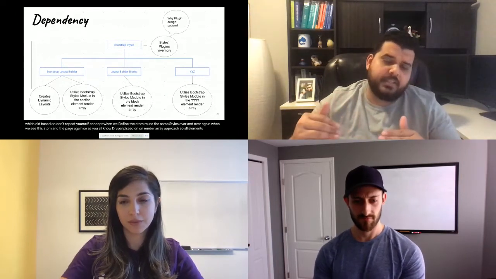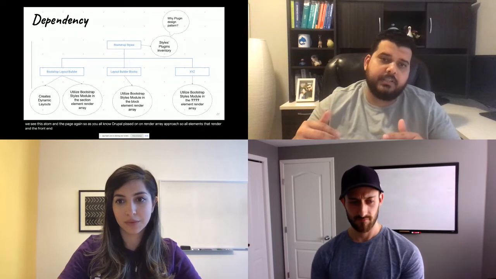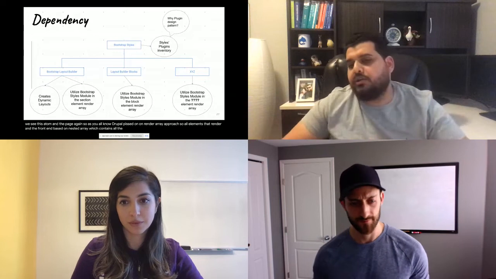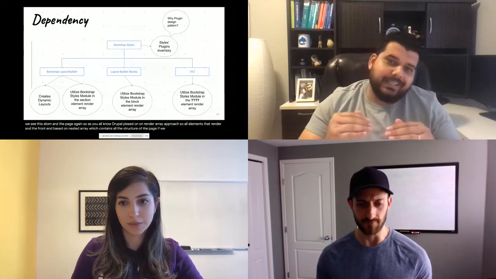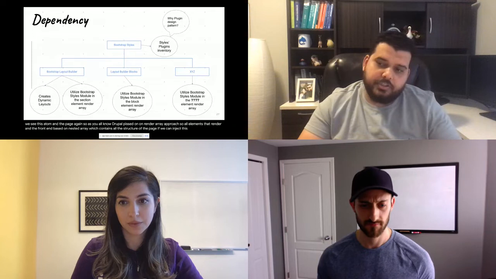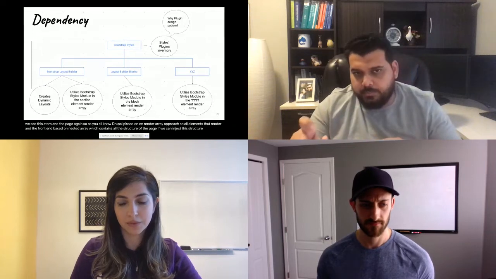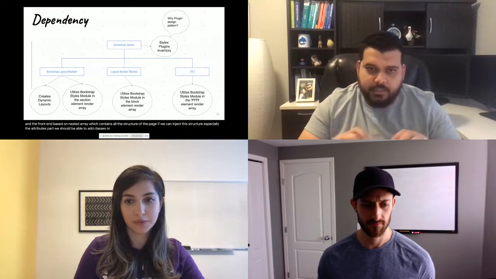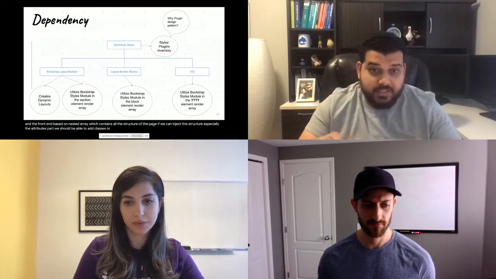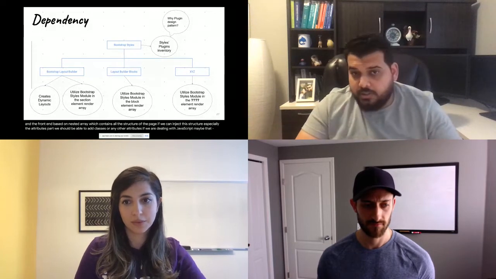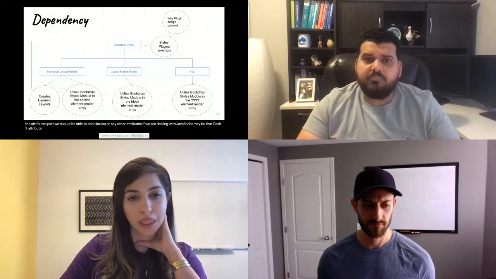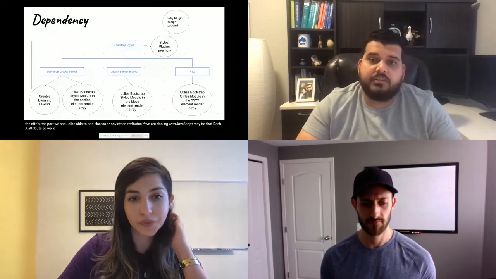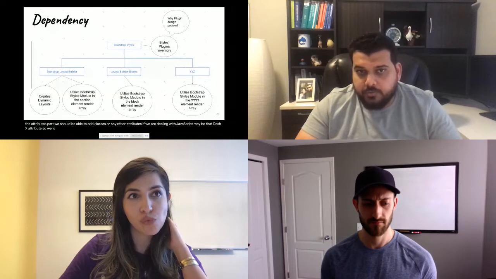So all elements that render in the front end are based on a nested array, which contains all the structure of the page. If we can inject into this structure, especially the attributes part, we should be able to add classes or any other attributes. If we are dealing with JavaScript, maybe a data-x attribute. So we have created Bootstrap Styles, which we call the styles plugin inventory.